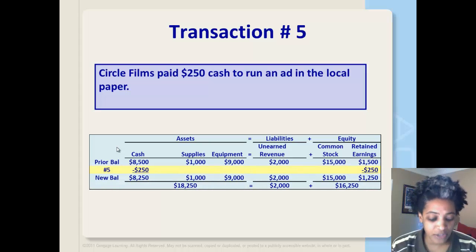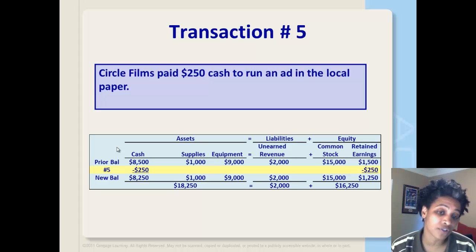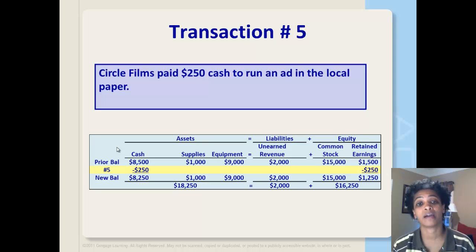In our next transaction, number 5, Circle Films is paying cash to run an ad, so that means that their assets, cash, are decreasing. This decrease in assets results from advertising. So a decrease in assets from operating a business is an expense. Expense, remember, is on the income statement and it decreases net income. So that means it's going to decrease retained earnings. So as a result, their retained earnings and therefore equity is going to decrease because of this particular transaction.